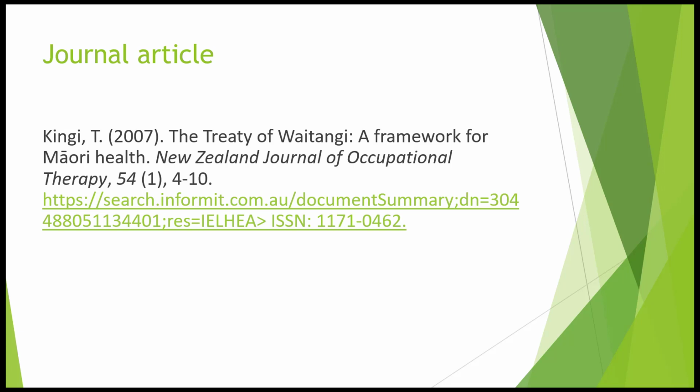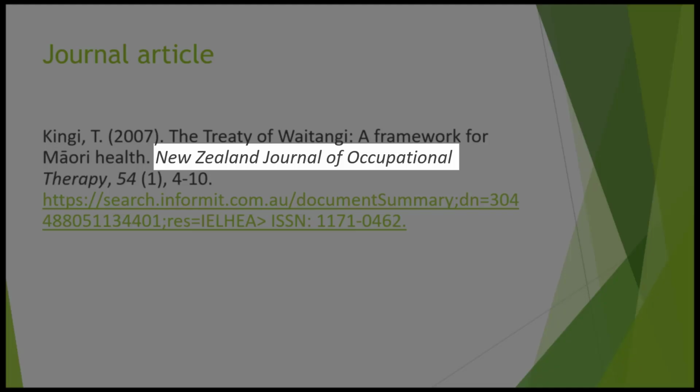Occupational Therapy. Now, I know I said that the article name should be in sentence case, and in this case, there are obviously a few more capital letters than what we would normally expect. However, terms like the Treaty of Waitangi are proper nouns, and therefore capitalisation is appropriate. You'll notice that the journal name, the New Zealand Journal of Occupational Therapy, is italicised.